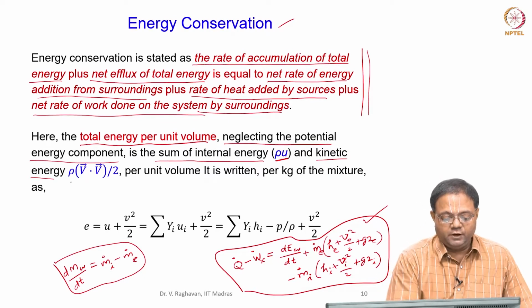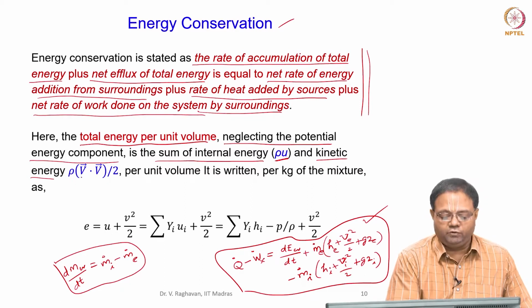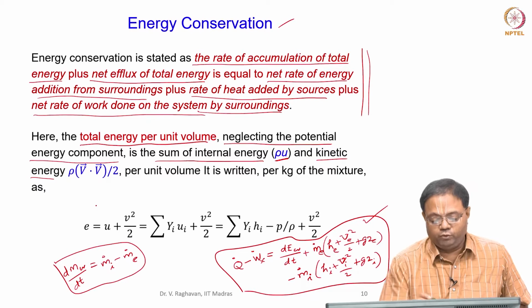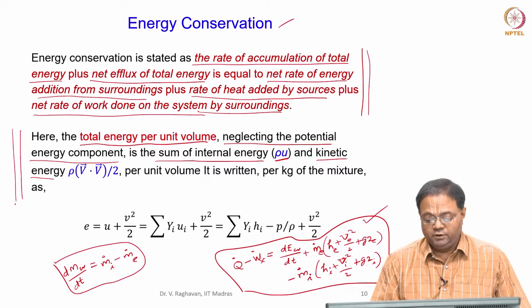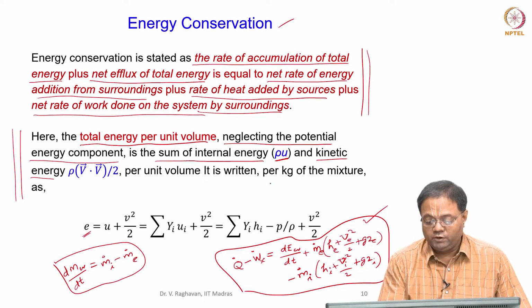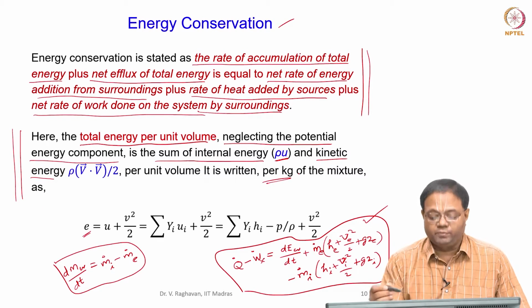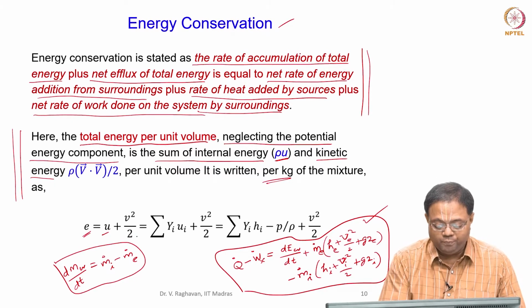Similarly, for kinetic energy, rho V is the mass, into V square by 2, that is the dot product of vectors, V dot V by 2. Per unit volume it is rho V dot V by 2. So, this is the total energy. Now, we can write that in a specific form, per unit mass of the mixture, as E, the specific total energy, equal to u plus V square by 2.